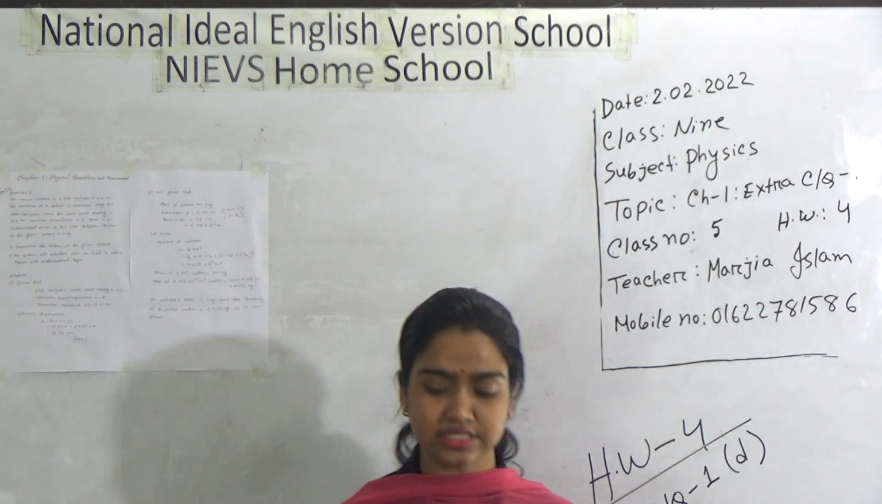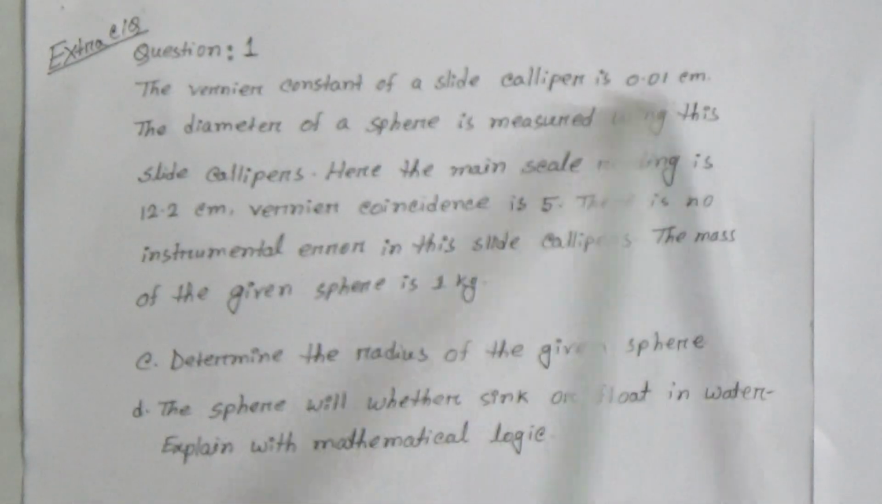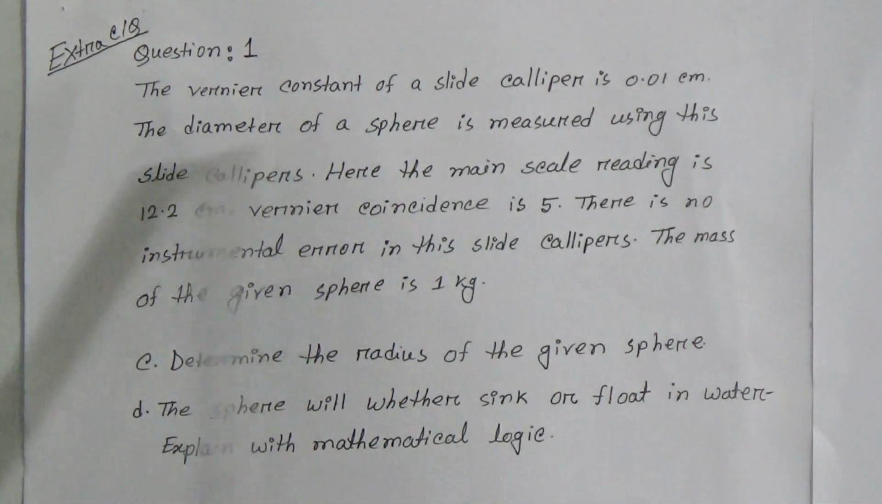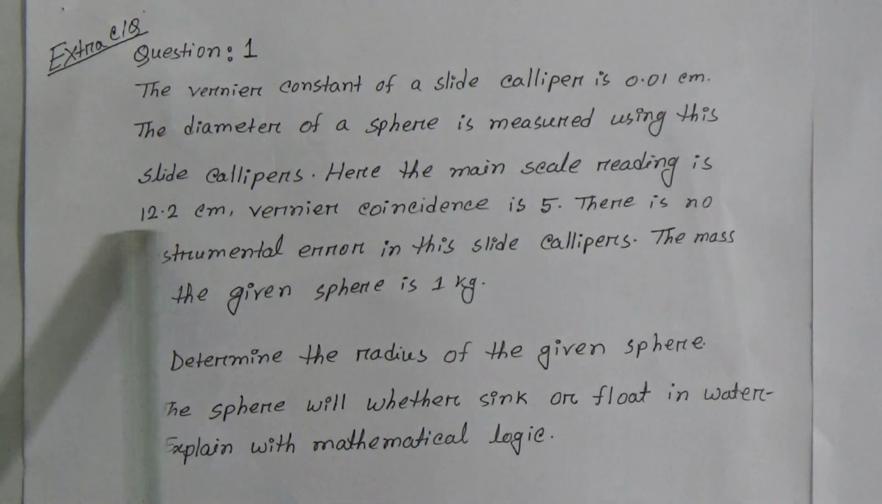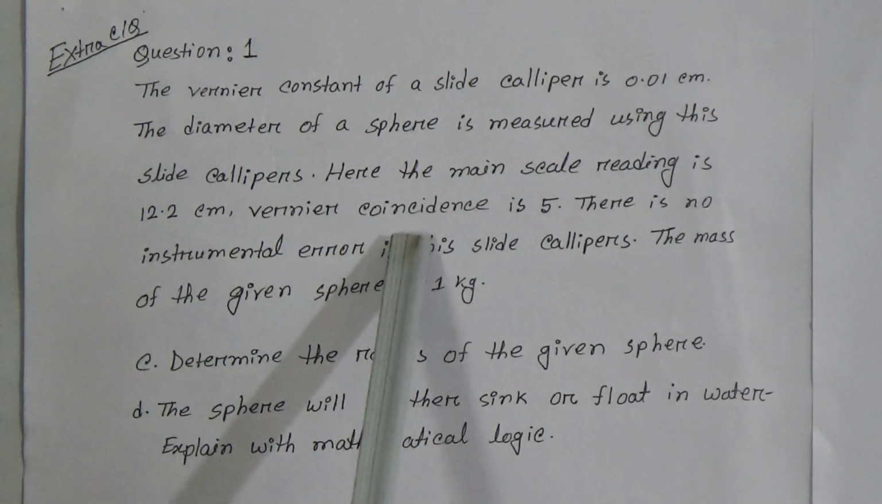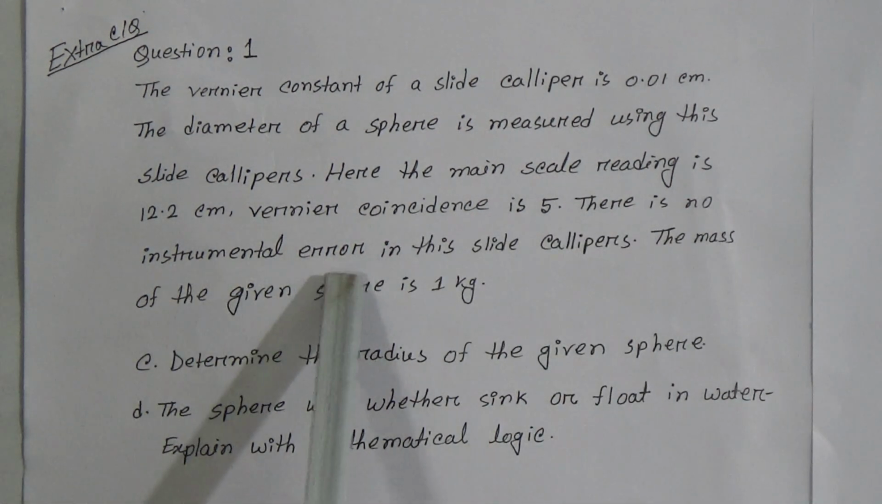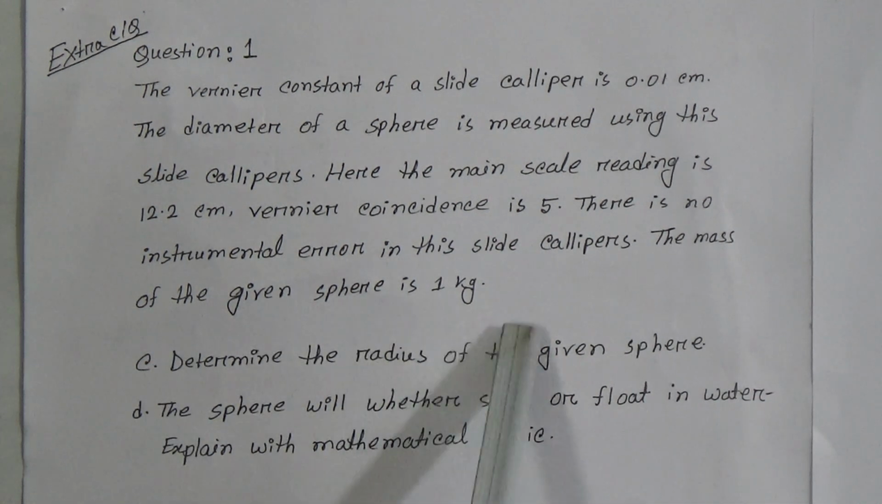Now start our class. Our question is, the vernier constant of a slide caliper is 0.01 centimeter. The diameter of a sphere is measured using these slide calipers. Here the main scale reading is 12.2 centimeter. Vernier coincidence is 5. There is no instrumental error in these slide calipers. The mass of the given sphere is 1 kg.